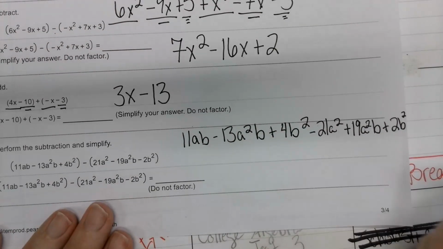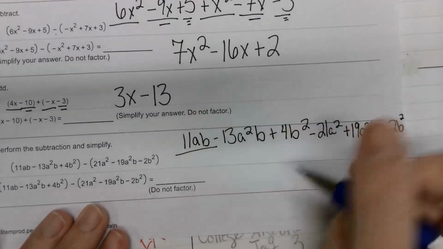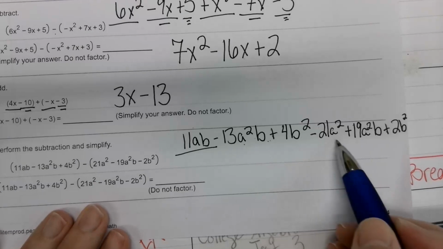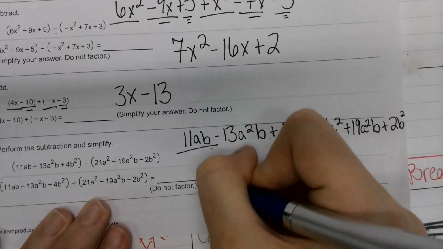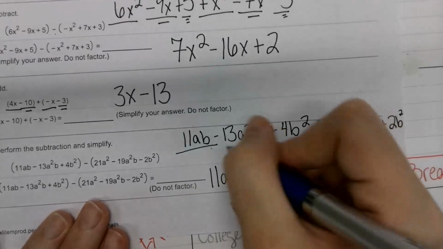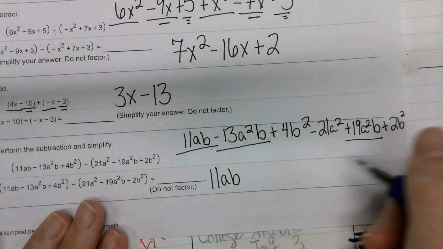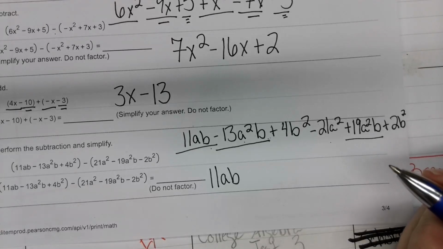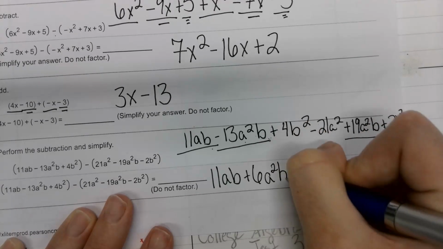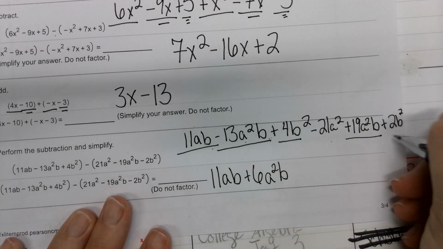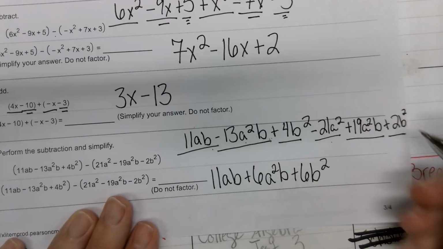This first one is 11ab, but I think it doesn't say to put them in order. But a squared b, b squared, a squared b, b squared. That's the only one that's ab, so I have negative 13a squared b, and this is also a squared b, and that one's positive. So negative 13 plus 19 would be positive 6a squared b. And I have 4b squared plus 2b squared, so 6b squared, and then just this a squared here.